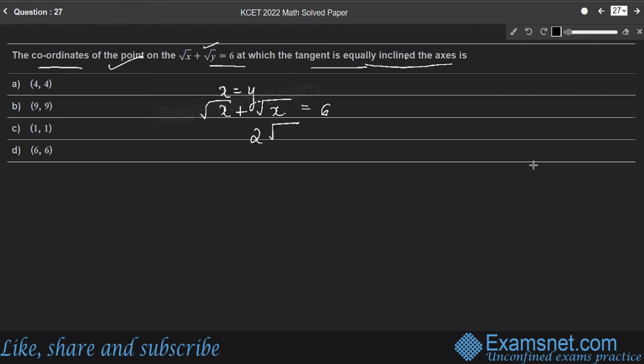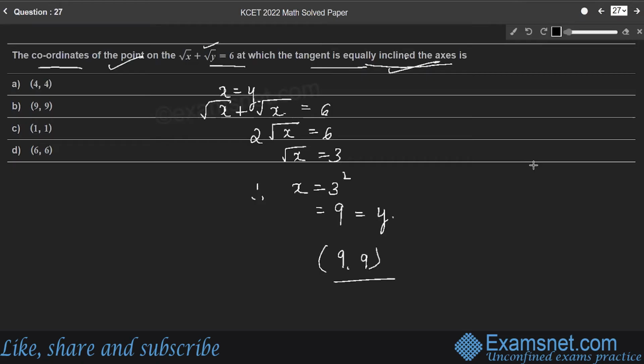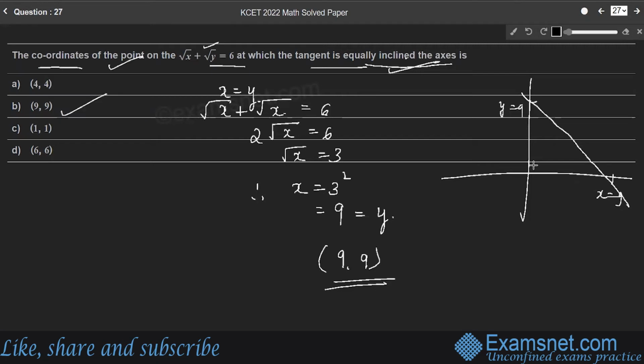Therefore, we can write 2 root x is equal to 6. Therefore, root x is 3 and x is equal to 3 square, which is 9, and that is also equal to y. Because the tangent is equally inclined, the coordinates of the point are 9 and 9. So x is equal to 9, y is equal to 9. So the tangent is equally inclined like this. Therefore, option B is the right answer.